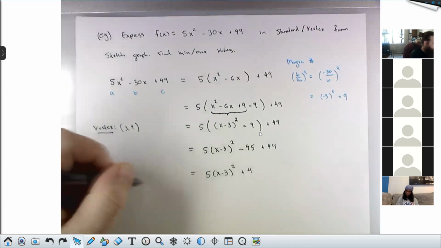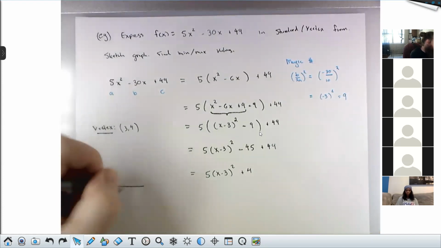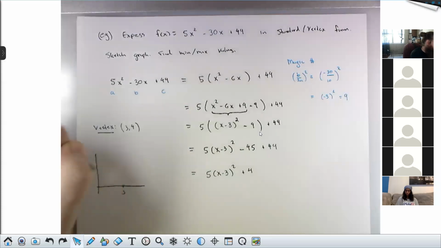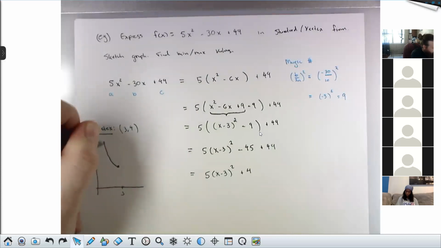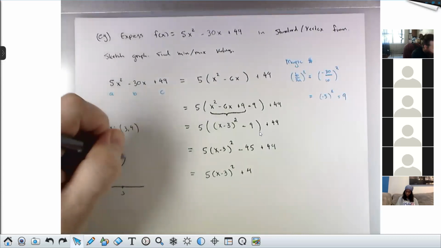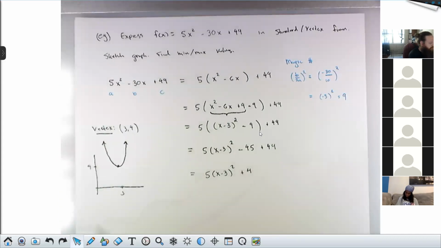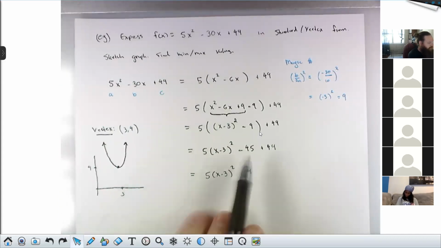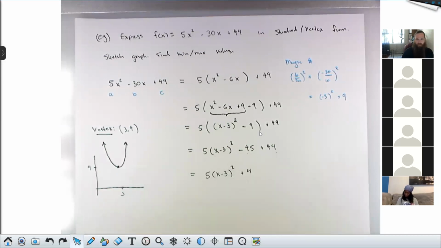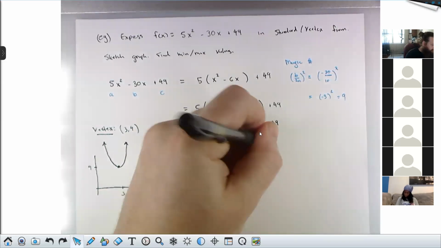But your pictures don't have to be perfect here. It's 3. It's 4. Parabola opens up. Excuse me. Yes. Where did you get the 4 from? Negative 45 and positive 49. So we combine these two like terms. Oh, I'm sorry. I thought you wrote 44. I don't know. Oh, no, yeah, sorry. This is a 49.